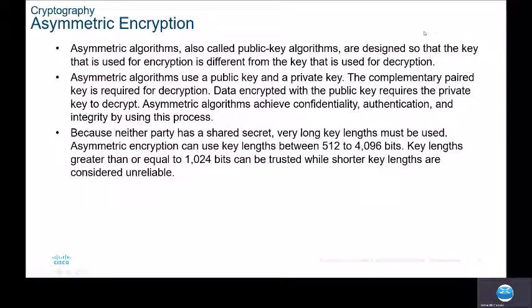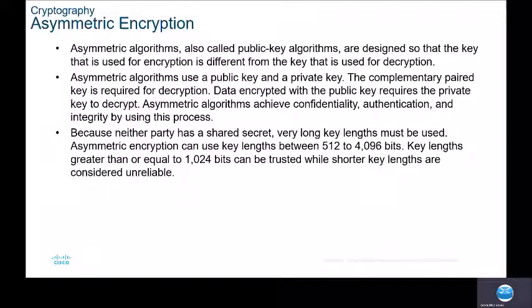Okay, so asymmetrical, also called public key algorithms, are designed so that the key used for encryption is different from the key used for decryption. So they have a mathematical relationship. You just can't pluck 2 numbers and use them. If you encrypt with one of the keys, you need to decrypt with the other one. And so the algorithms use a public key and a private key. The complementary paired key is required for decryption. Data encrypted with the public key requires the private key to decrypt.